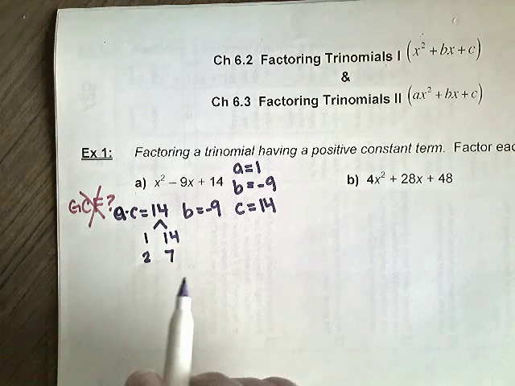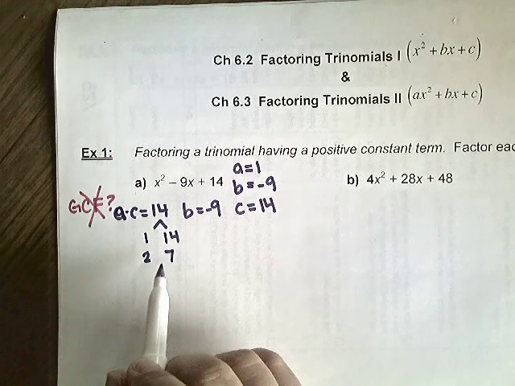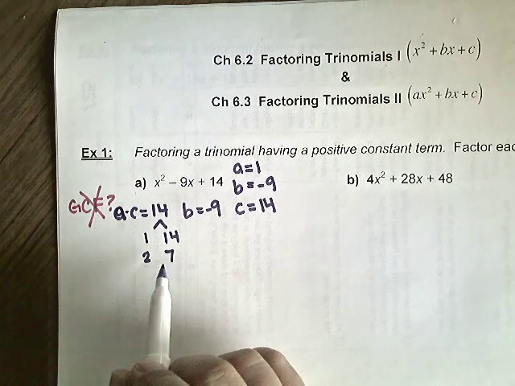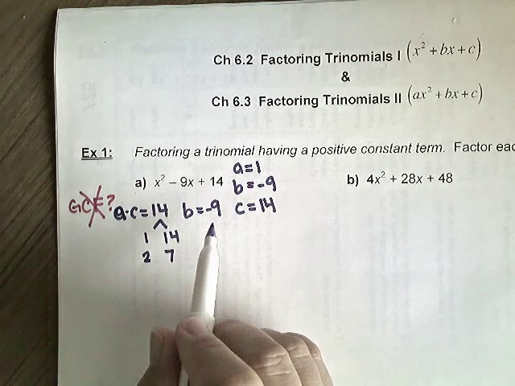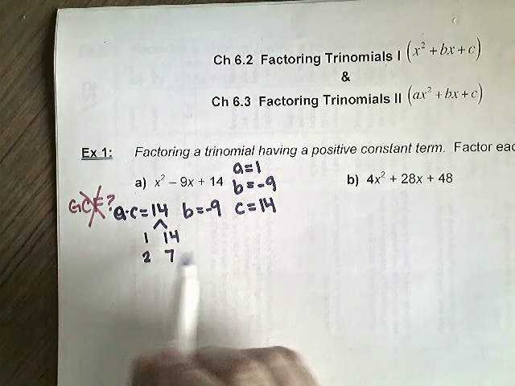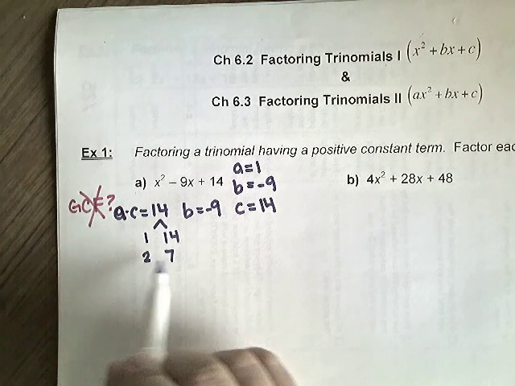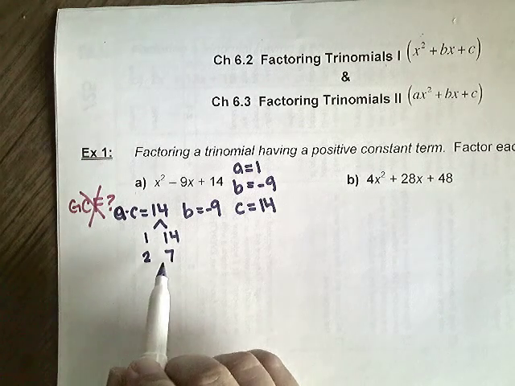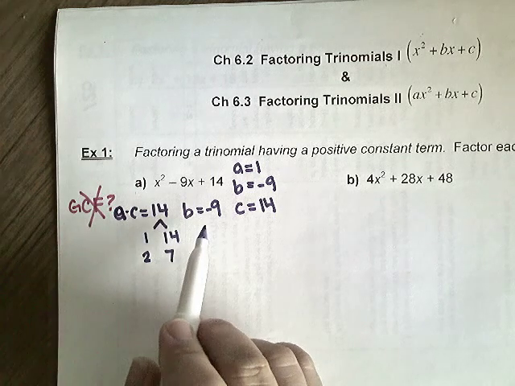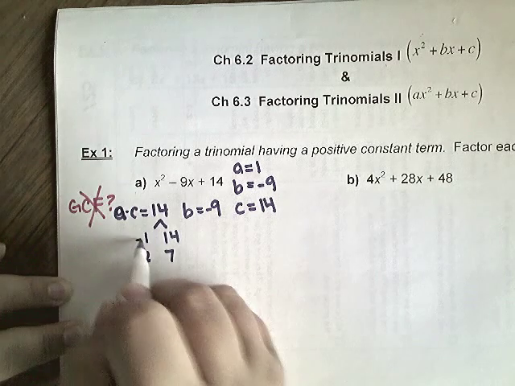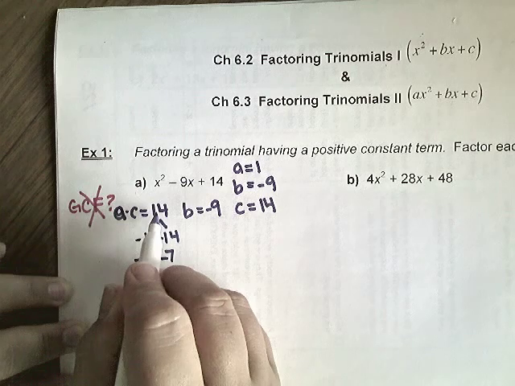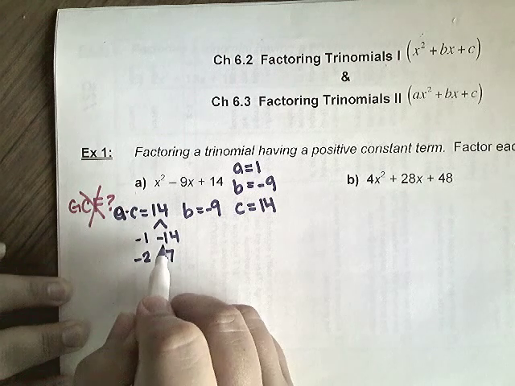Now that we've come up with all of the pairs, now we want to ask ourselves, well, which one of these pairs are going to add up to become -9? Well, the problem is right now, neither of them will add up to become -9. They'll add up to become +9. So in order to make it multiply to become +14 and add to become -9, we're going to make both of our terms negative, because a negative times a negative equals a positive, and a negative plus a negative equals a negative.